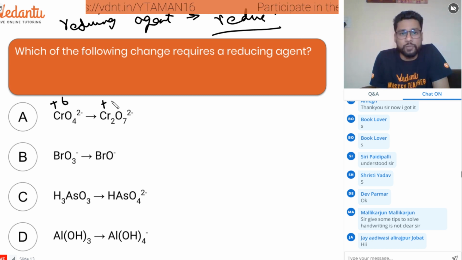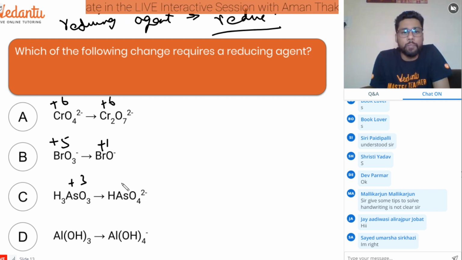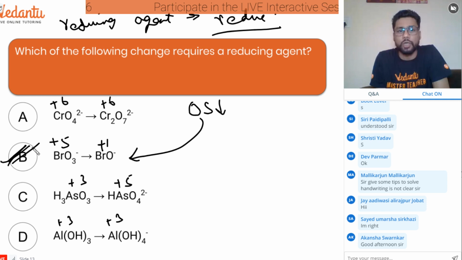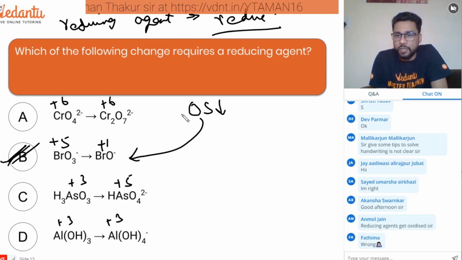This is plus 6. This is plus 6. Same. This is plus 5. This is plus 1. Reduction. This is 3 to the 6 and 3 plus 3. This is 4 to the 8 and 3 plus 5. Oxidation plus 3 plus 3. So oxidation state is decreasing only in option number B. So the correct answer is option number B. So in this process a reducing agent is required because bromine is getting reduced. The oxidation state is decreasing.